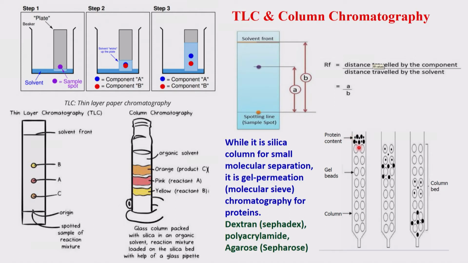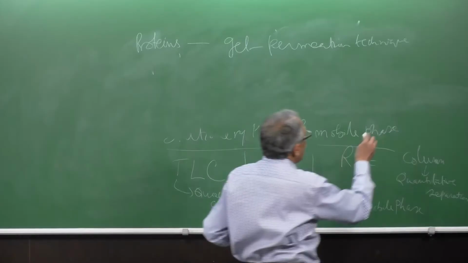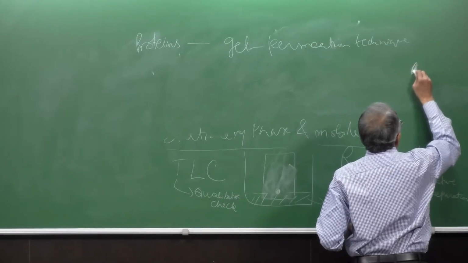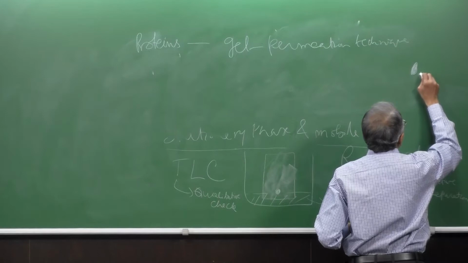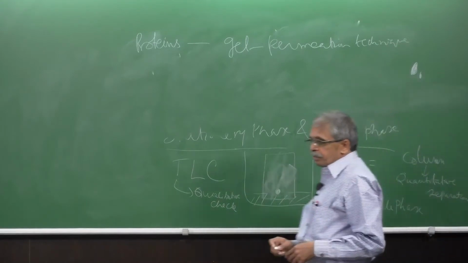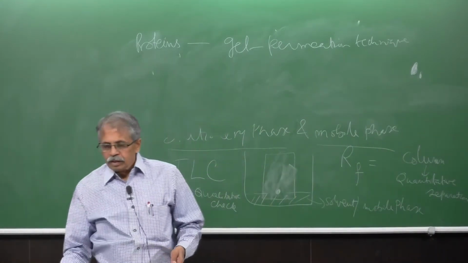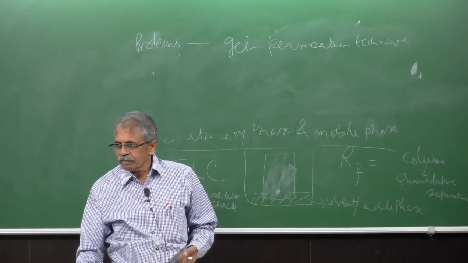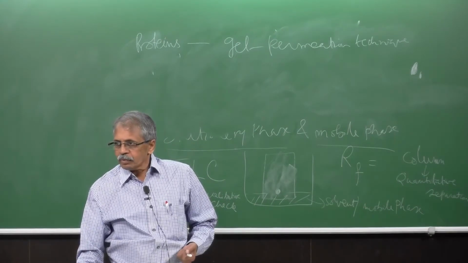Now just have a look at it. This is your gel material in terms of the beads being used, and this is the column. This is the mixture, the protein content, meaning you have different kinds. One is shown as the bigger one and the other is shown as a smaller one. These could be another protein or another impurity, whatever it is. Now you allow that to go through.